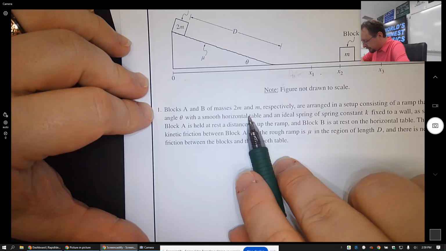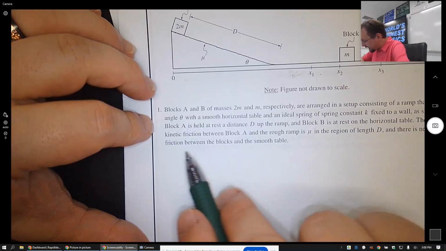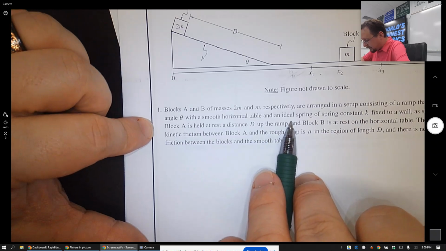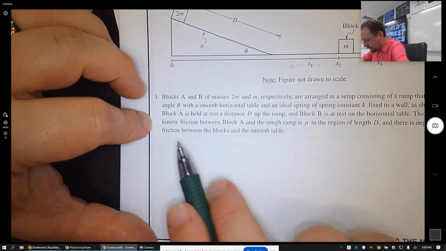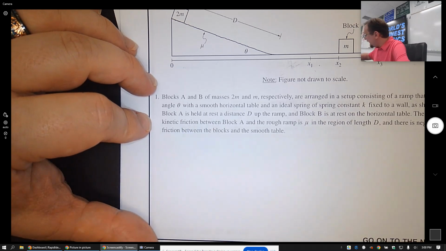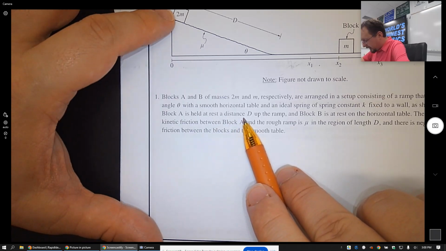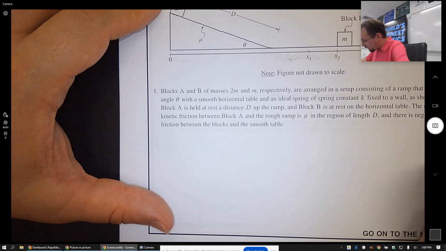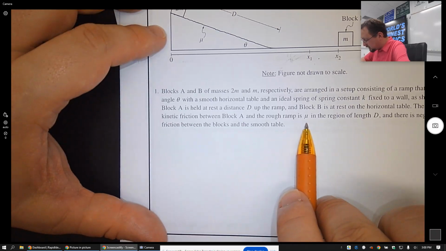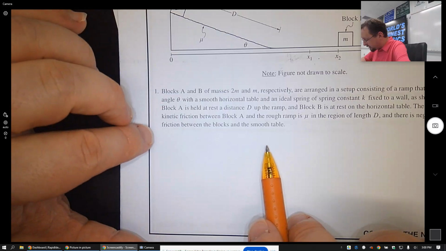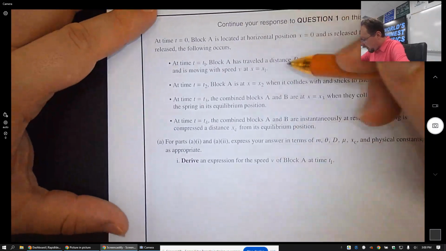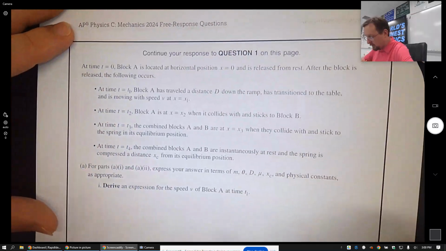Blocks A and B, 2M and M, setup, ramp, angle theta, smooth horizontal table, ideal spring. Block A is held at rest a distance D up the ramp. B is at rest on the horizontal table. Friction is mu in the region of length D, and there's no friction between the blocks and the smooth table. Okay, so let's see what's going on here. Oh, we got another bulleted list. Dang, this is so much reading.